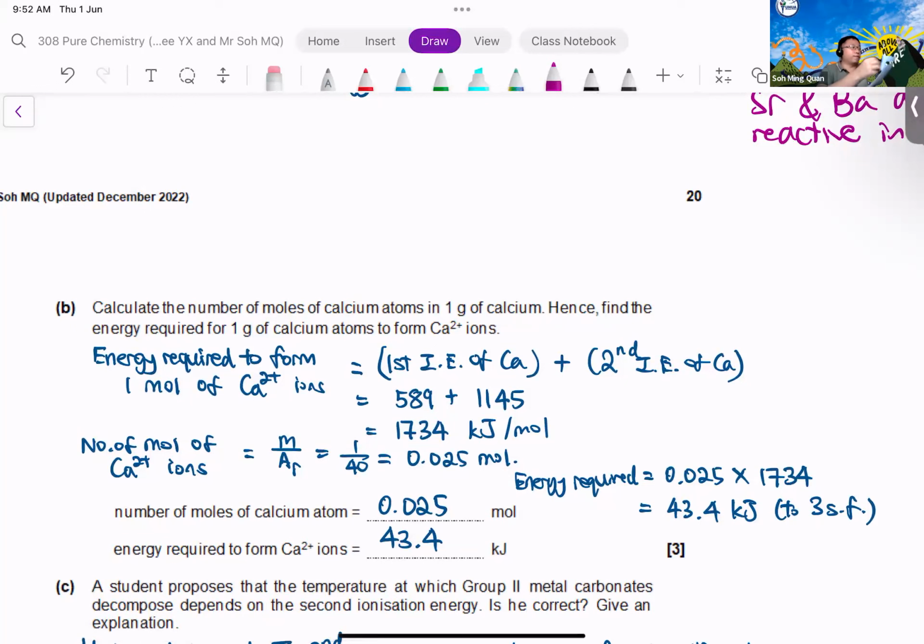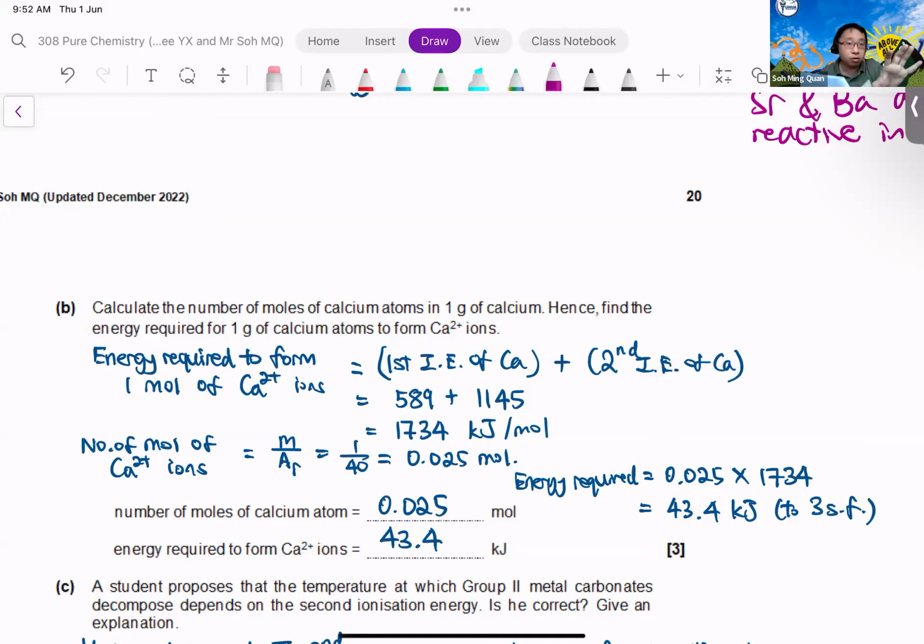Now part C is what I want to focus on. A student proposes that the temperature at which group 2 metal carbonates decompose depends on the second IE. Is he correct? Give an explanation. Now, this is a very common kind of question. They will give you a claim, a student claim that a student commented that something, and then you will need to use the information as evidence to either support his comment or disprove his comment.